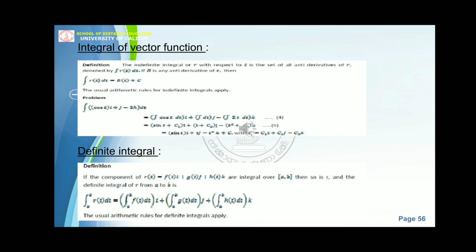Integral of a vector valued function. The indefinite integral of a vector valued function r with respect to t is the set of all antiderivatives of r, denoted by integral of r dt. So if capital R is any antiderivative of small r, then integral of r of t dt is equal to capital R of t plus c. Now for the definite integral, if the components of the vector valued function r of t are integrable over the interval a comma b, then so is the vector valued function r of t.